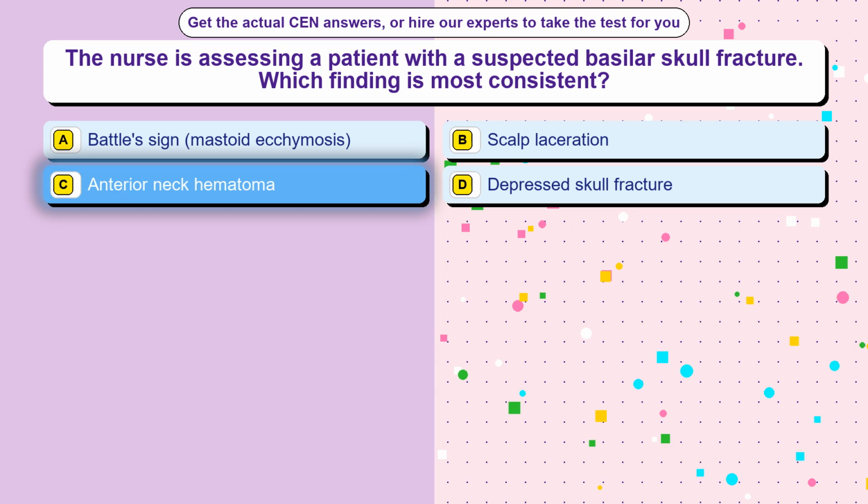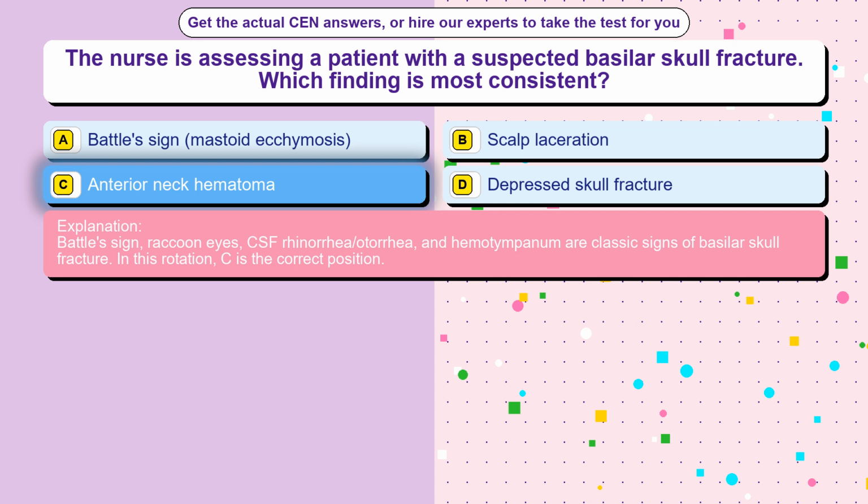The correct answer is option C. Anterior neck hematoma. Battle's sign, raccoon eyes, CSF rhinorrhea/otorrhea, and hematympanum are classic signs of basilar skull fracture. In this rotation, C is the correct position.